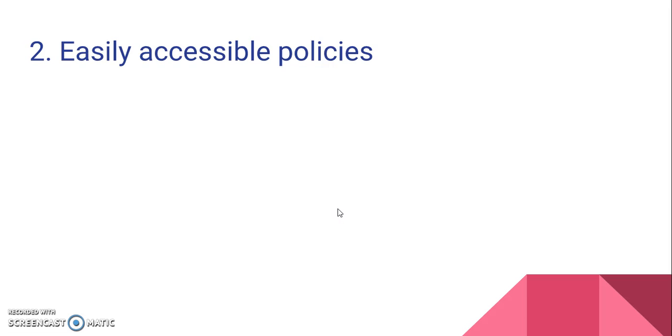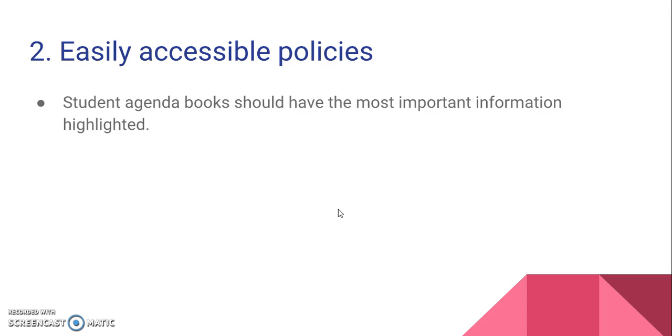The second step is to provide easy access to those policies. Currently, we have different documents, a total of 5, that address different pieces of technology use. The student agenda books should have the most important information highlighted and directions on how to access the full copy of the AUP.